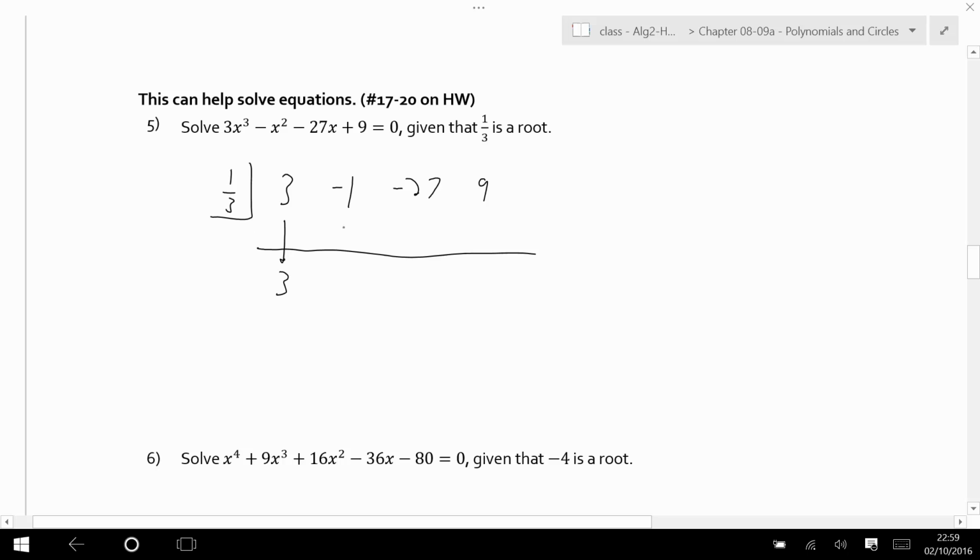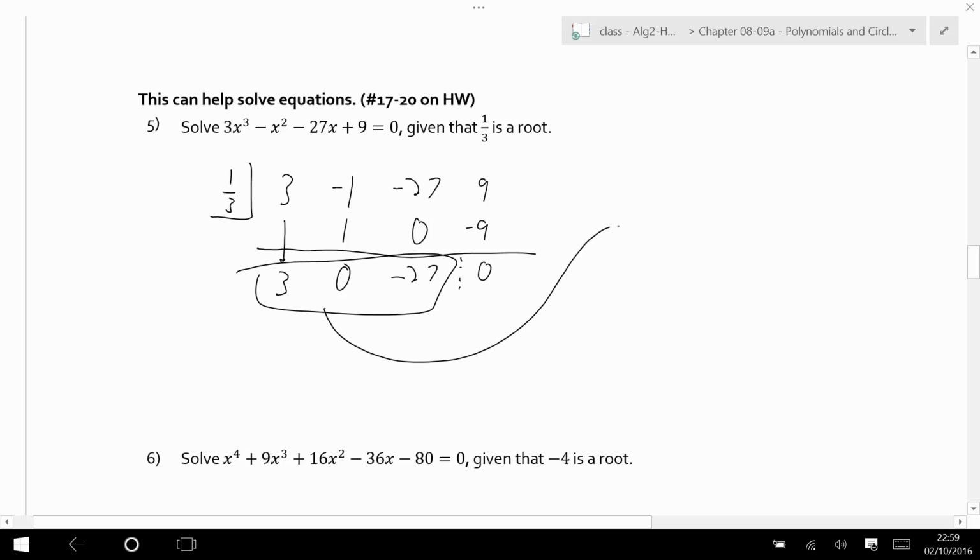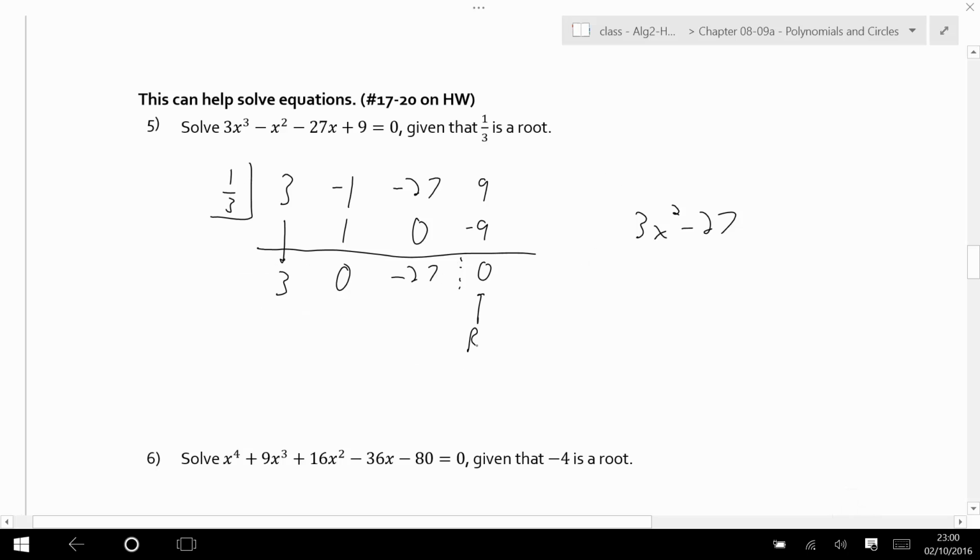1/3 times 3 is 1, 0. 1/3 times 0 is 0. Negative 27. And I get 9 and negative 9 and then 0. We're going to take this and rewrite it as what the term should be. This is actually a 3x squared minus 27, and I know it's a 3x squared because it's 1 degree less than what we started with. Remember, we divided by x minus a third. And my place markers are, this is the remainder, this is the constant, this is the linear term, and this is the quadratic term.